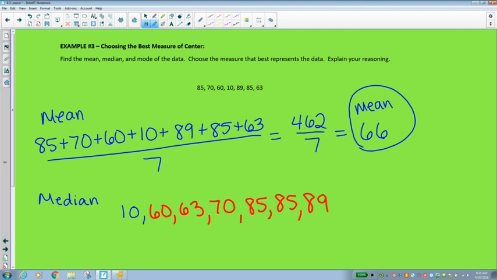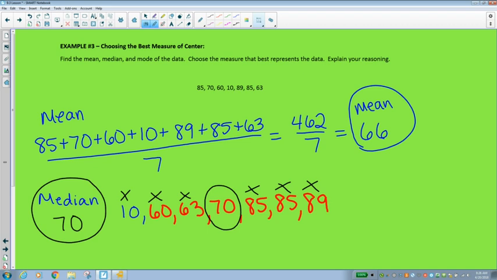And again, I have 7 numbers, so I have an odd number of data values, which means I know I'm going to have only one number left in the middle. And I'm simply going to go ahead and check off highest and lowest number. So 10 is going to match with 89, 60 is going to match with 85, 63 is going to match with 85, and that means I have one number left in the middle. I had 3 below that number, 3 above that number, so my median for this problem is 70.